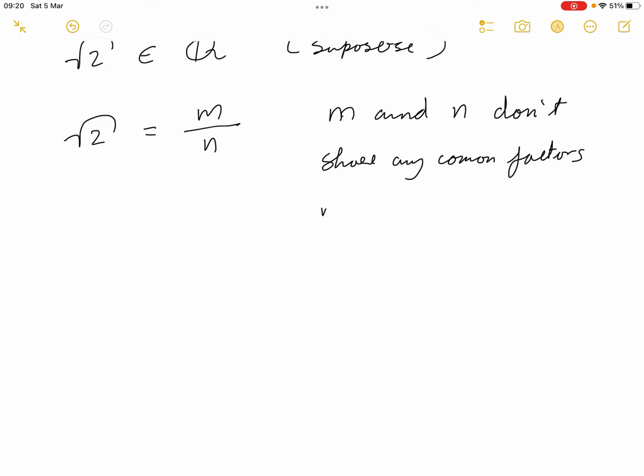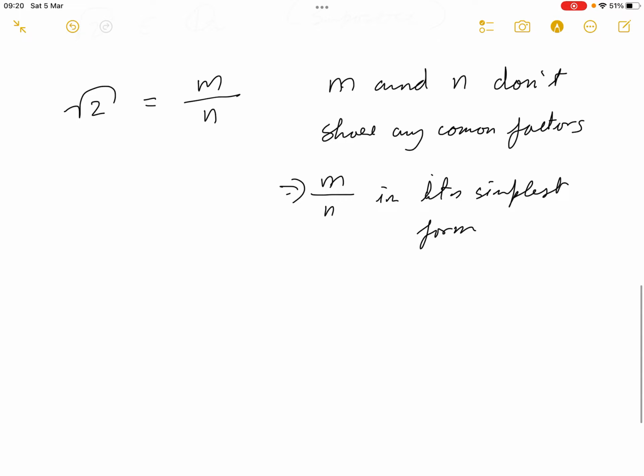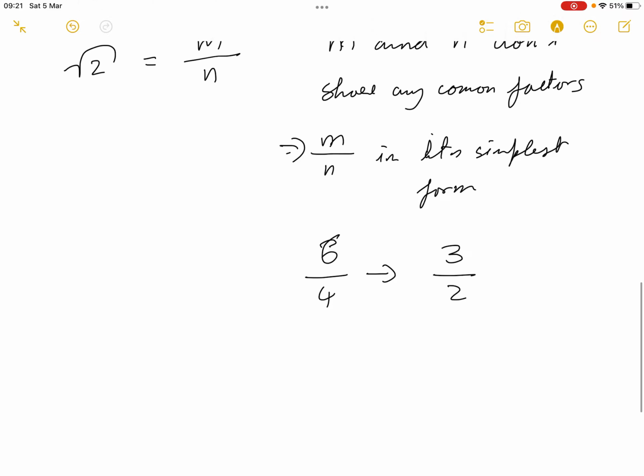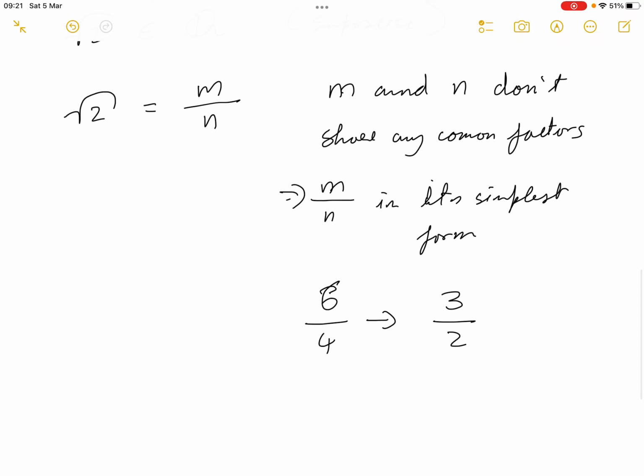That means that m over n is in its simplest form. So, for example, 6 over 4, you can write it in its simplest form as 3 over 2, right? So if we say that m and n don't share any common factors, then it's in its simplest form.